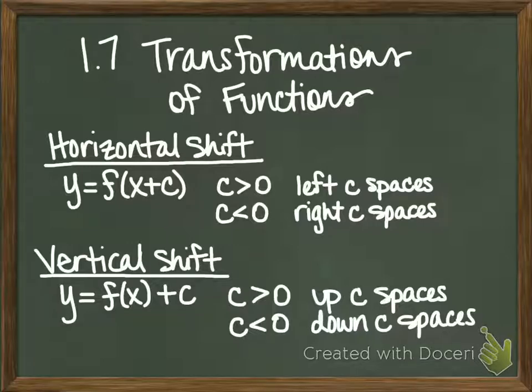Okay, next is a vertical shift when you have a number outside of the parentheses. When that number is greater than 0, that's a shift up that many spaces. When it's less than 0, that's a shift down. So when the number is not in parentheses with the x, it's by itself, then that's a shift up or down the same amount of spaces and in the direction that makes sense.